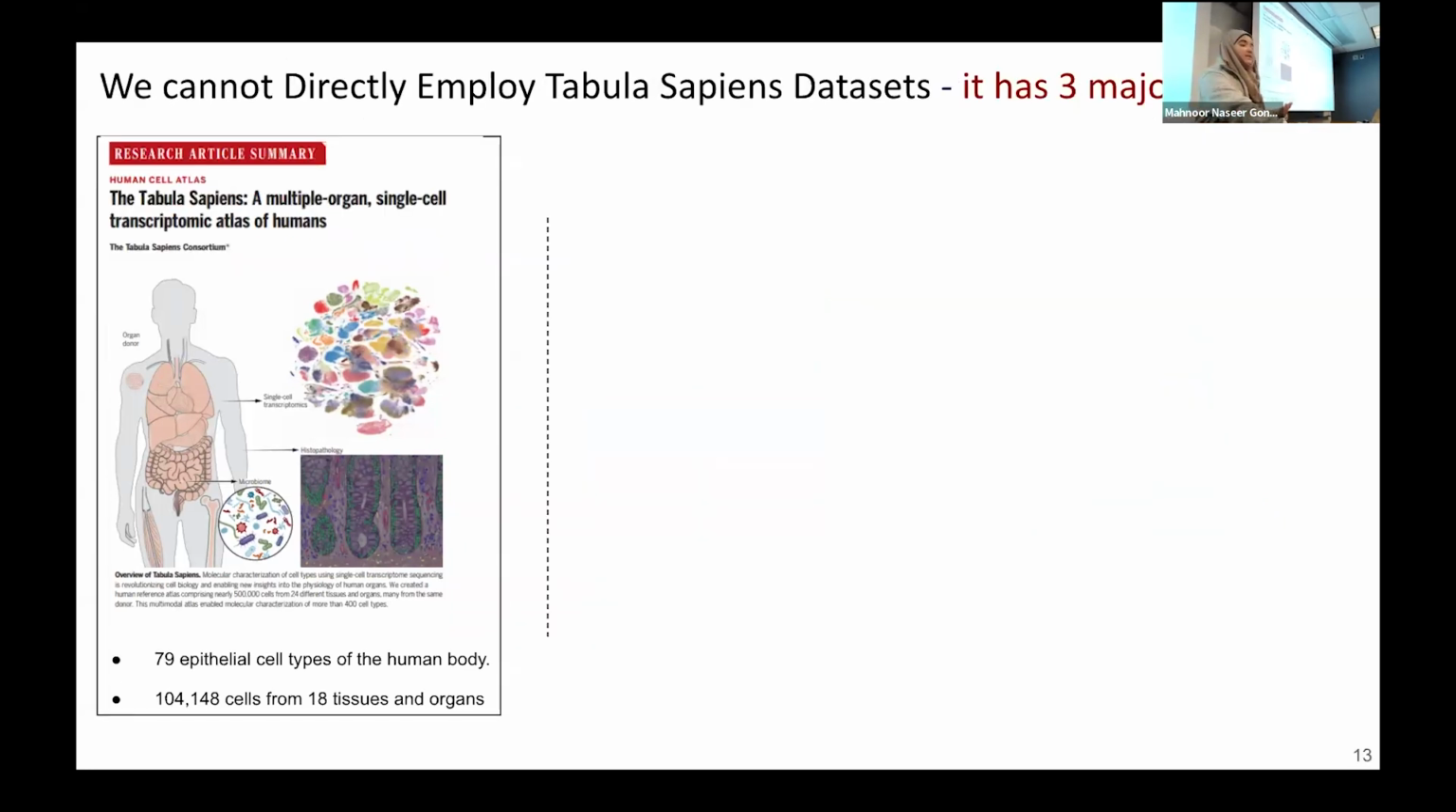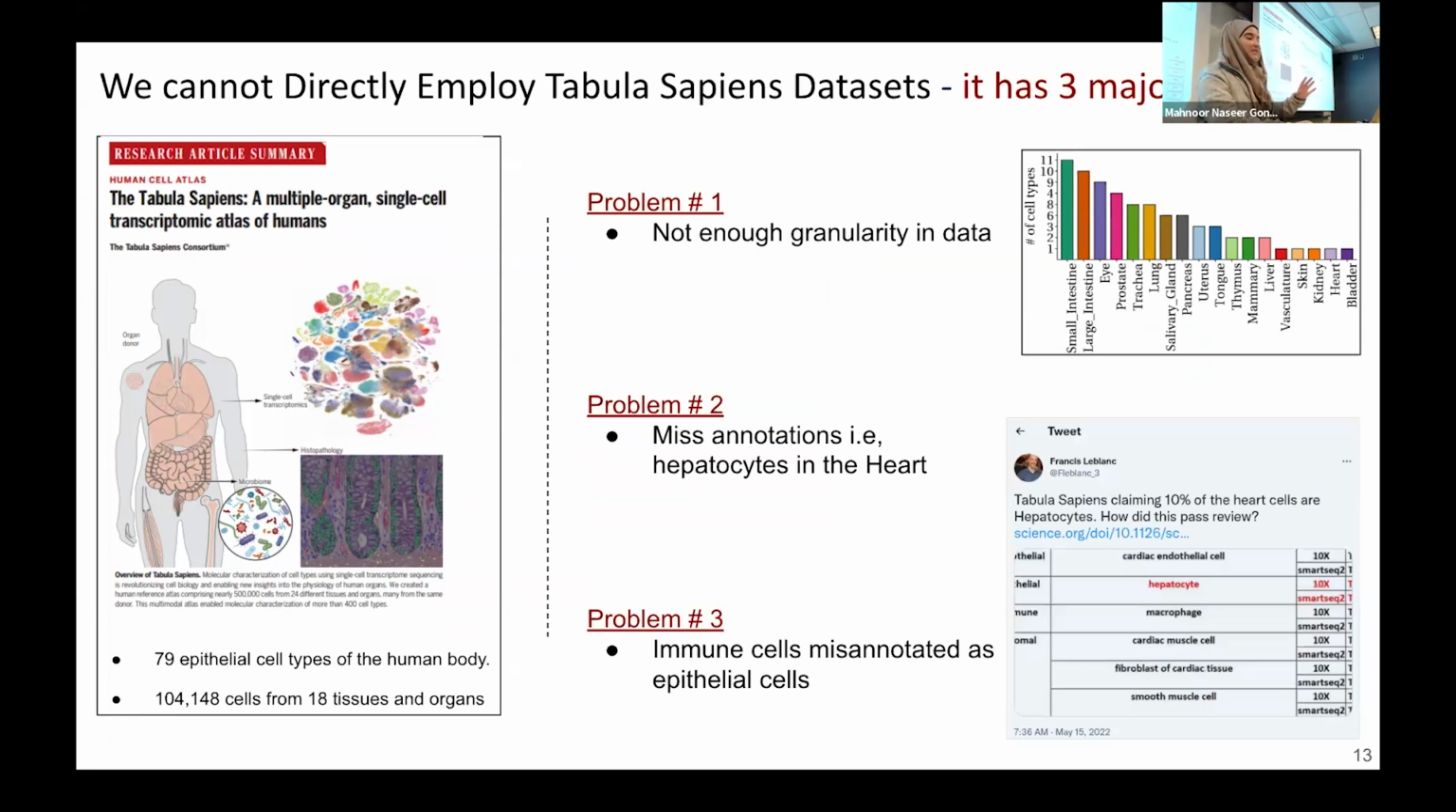Once we started analyzing this data, we realized that the data is not perfect. People have not done the best jobs in depositing their data, and always question whatever data that you have. So the problem that we had with this data was, it was not granular. For example, some of these tissues had only one cell type. The second was misannotations. So they had hepatocytes in the heart. That cannot be possible. Hepatocytes are liver epithelial cells, and somebody also tweeted about this. And lastly, there were immune cells that also existed in the epithelial compartment.